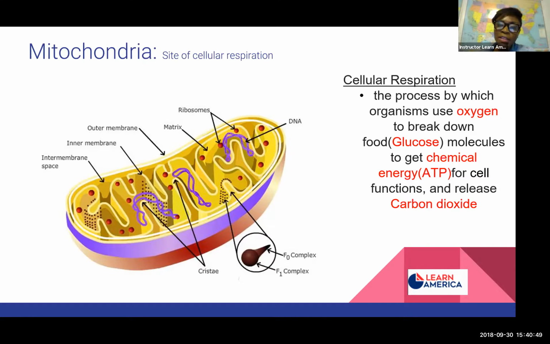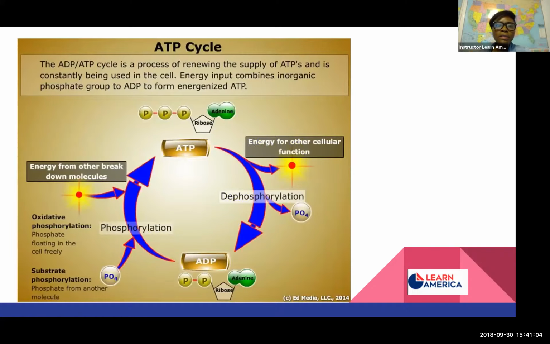Carbon dioxide will then diffuse out of the mitochondria and enter into the bloodstream. The blood will then take it to our lungs, and as we exhale, we get rid of the carbon dioxide as a waste product. Let's take a look at that ATP cycle.